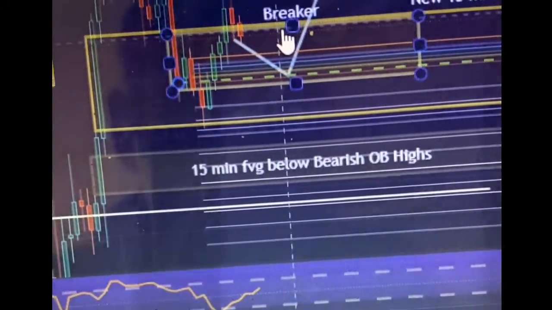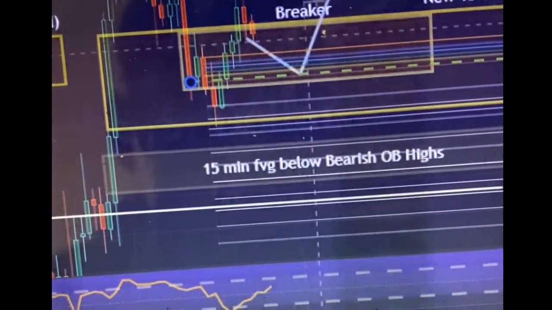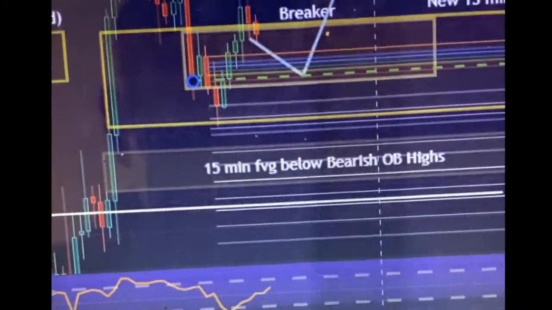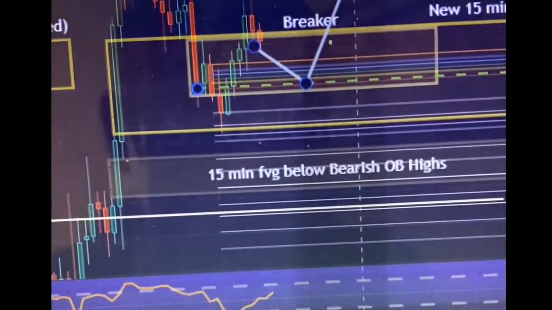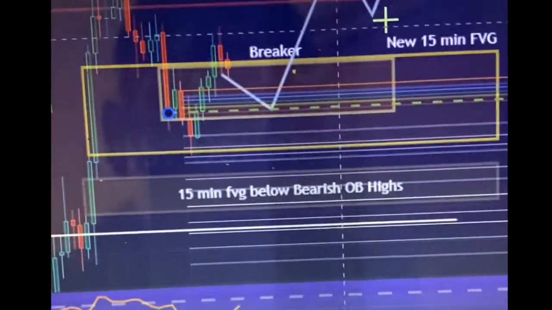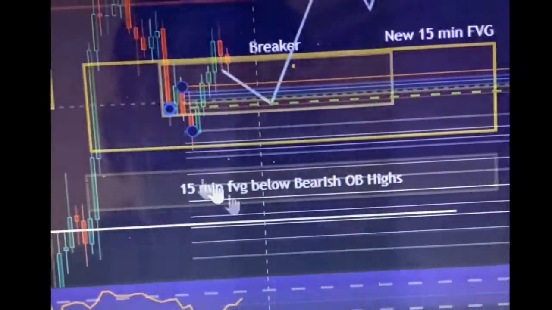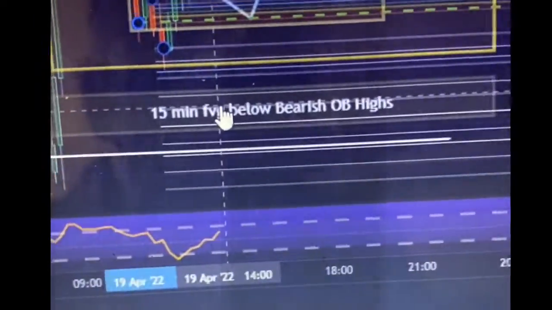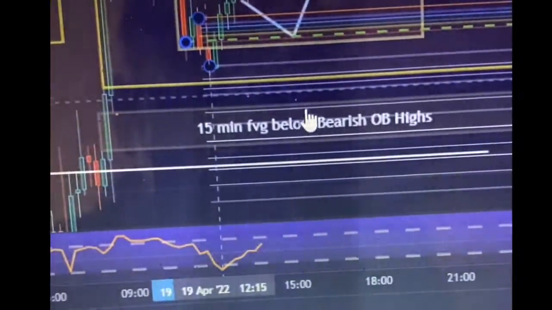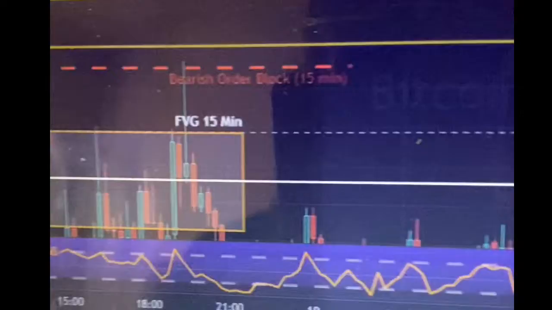we see another run on liquidity. I think if anything, instead of getting up here, maybe it might touch the fair value gap, then pull back. I'm not 100% sure, but I do see this as totally bullish. Now down here, I did put that there is another 15-minute fair value gap that it could reach. However, I'm not expecting it to reach it.